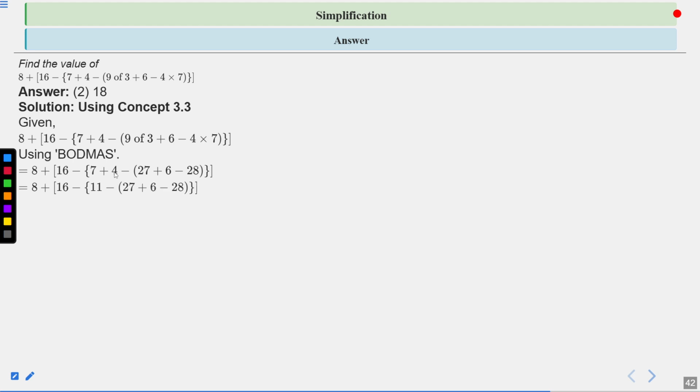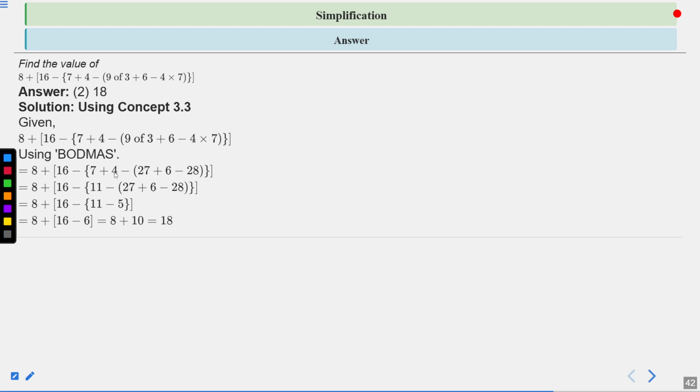Now we're simplifying it. So we get 8 plus in large bracket 16 minus in medium bracket 11 minus 27 plus 6 minus 28. Again, when we simplify it, we get 8 plus in large bracket 16 minus in medium bracket 11 minus 5. Medium bracket and large bracket close.